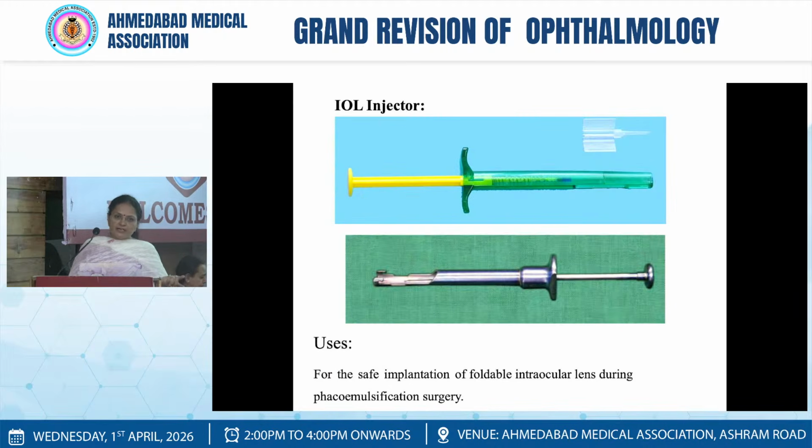Then the IOL injector. The foldable IOL goes through a 2.8 millimeter or 3.2 millimeter incision with the help of either a straight injector like this. The IOL is kept in this cartridge. The cartridge is kept here and you just inject the IOL into the posterior chamber. In the other type of injector, you just rotate it like this and it can go into the posterior chamber.